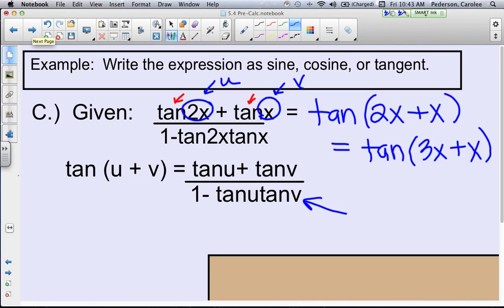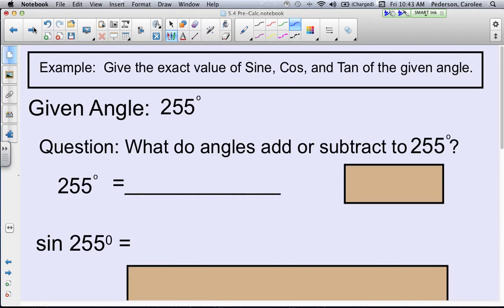Now in the next examples, we're going to do the opposite. We're going to have a question that looks like this, and we expand it out. So here's our question. Give the exact value of the sine, cosine, and tangent of this given angle. Our given angle is 255 degrees.